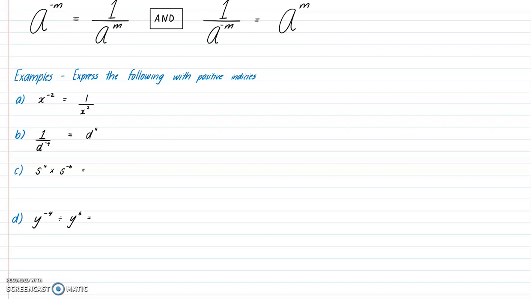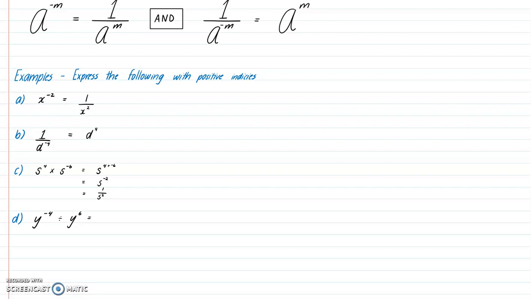Let's have a look at c. We're going to need to use index law 1 to help us simplify this and express with positive indices. So when we're multiplying two terms together that have the same base, we add their exponents. So it'll be s to the power of 4 plus negative 6, which we know is negative 2. We don't want that negative, so we're going to take it down to the denominator and give it a positive exponent. So we have 1 over s squared.